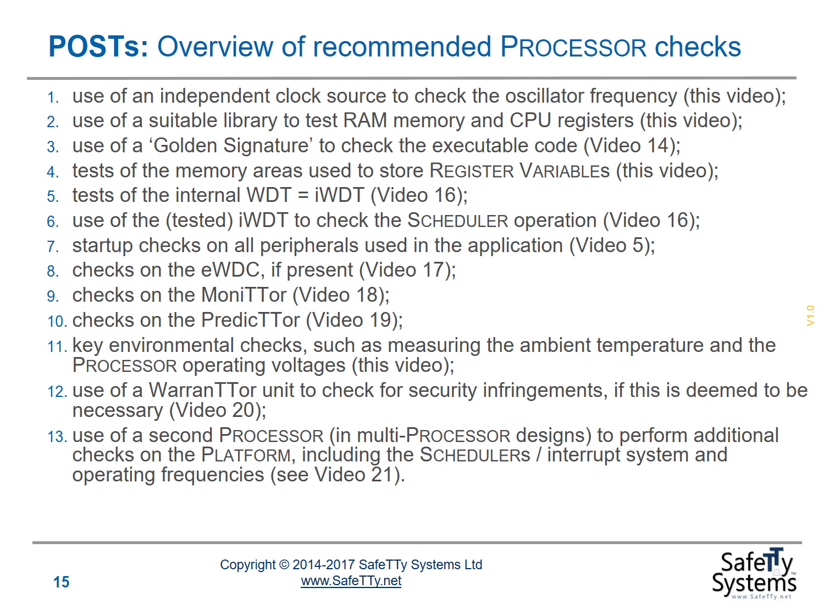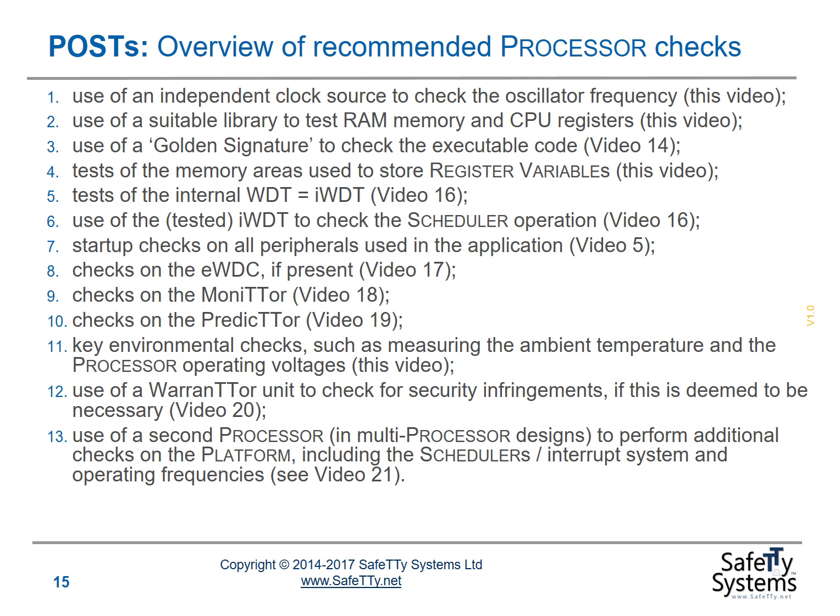This is a list of our recommended processor checks. We'll use an independent clock source to check the oscillator frequency. We'll use a suitable library to test RAM memory and CPU registers. We'll use a golden signature to check the executable code. We'll test the memory areas used to store register variables. We'll test the internal watchdog timer. We'll use the watchdog timer to check the scheduler operation. We'll perform startup checks on all peripherals used in the application.